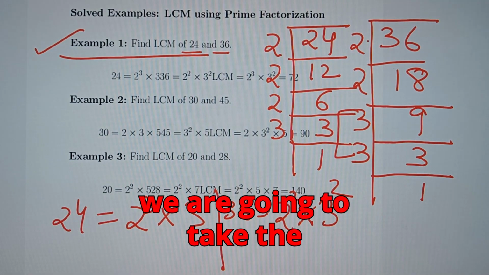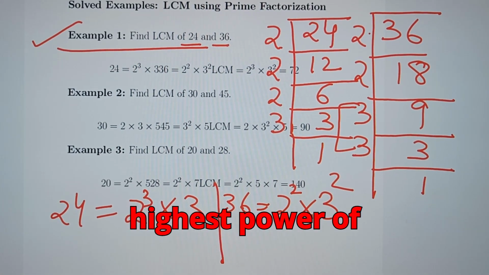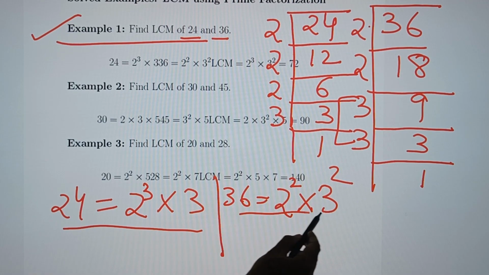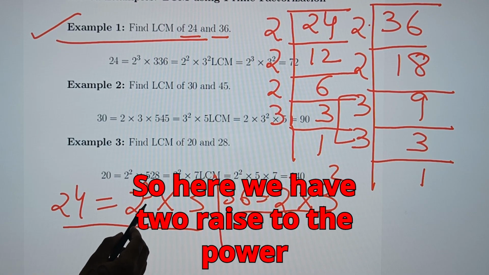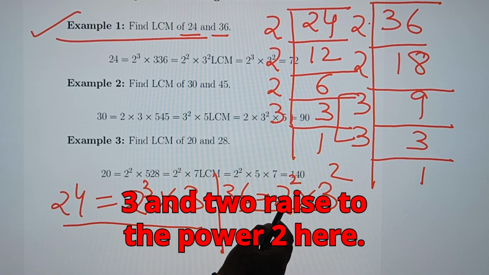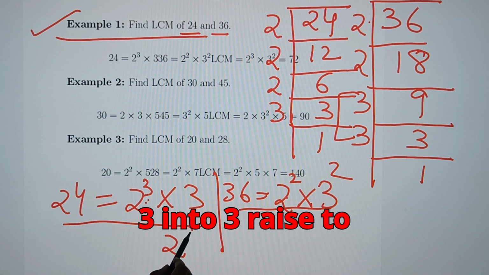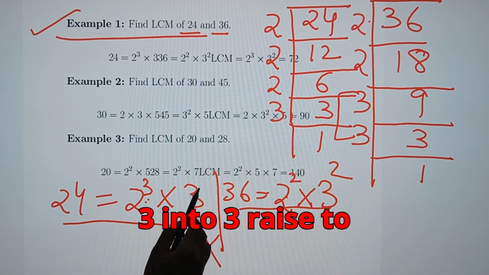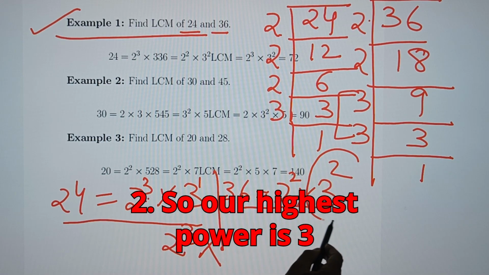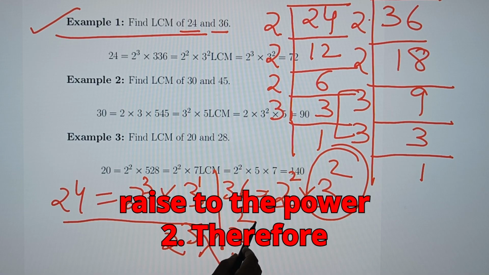Now we are going to take the highest power of these two numbers. So here we have 2 raised to the power 3 and 2 raised to the power 2. So the highest power is 2 raised to the power 3. Into 3 raised to the power 1 and 3 raised to the power 2, so our highest power is 3 raised to the power 2.